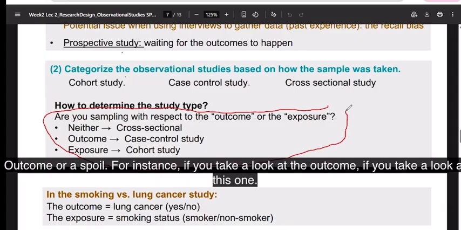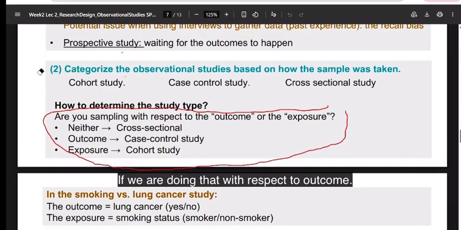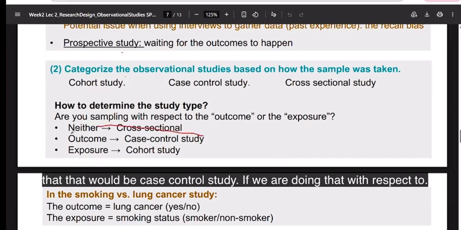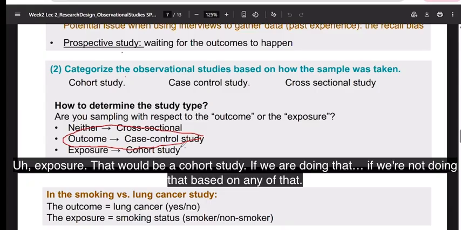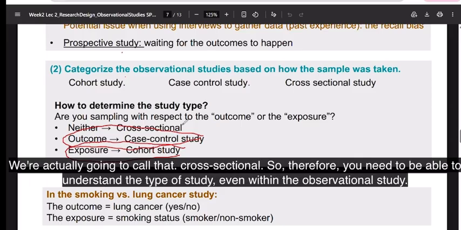For instance, if we are doing that with respect to outcome, then that would be case control study. If we are doing that with respect to exposure, that would be cohort study. If we're not doing that based on any of that, we're going to call that cross-sectional. So therefore, you need to be able to understand the type of study even within the observational study.